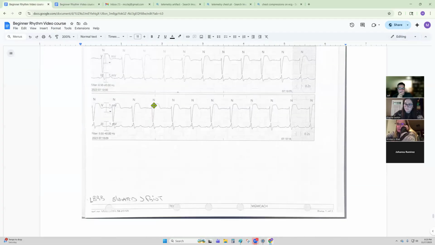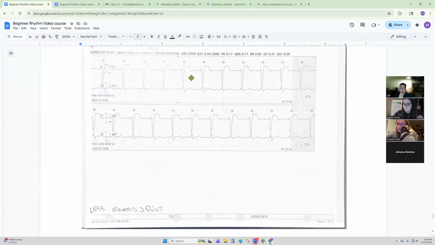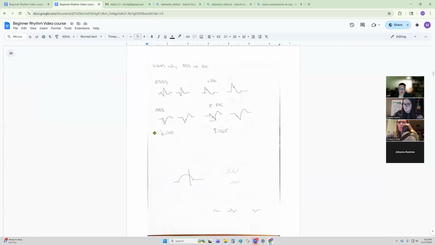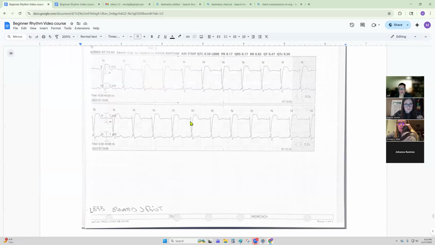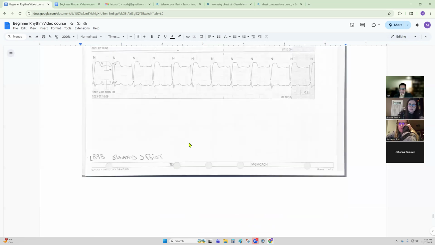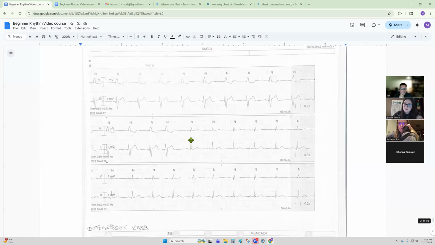Let me go back over here. So like this left bundle branch block. You're going to compare left bundle branch blocks or right PVCs. You see how this activation time is very rapid. This downward stroke is very quick, right? That's a left bundle branch block.